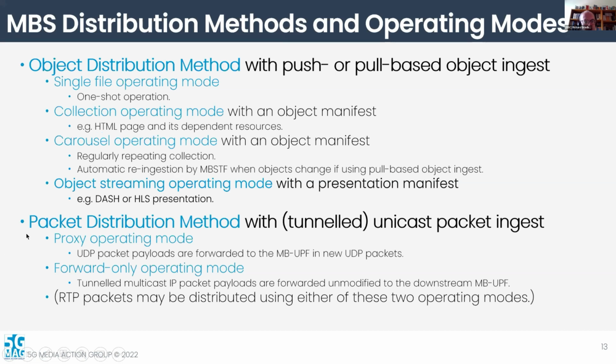The other thing that we've defined is a packet distribution method, which is a much simpler, lower level way of accessing the system. And that supports unicast packet ingest, perhaps over a tunnel. And within that, there are two operating modes. There's a proxy mode, where essentially you provide UDP packet payloads, probably unicast ones, and they get converted into multicast by the MBSTF, and sent as new packets. And then there's also a forward operating mode, where you can tunnel your multicast packets that you've generated inside a unicast tunnel, and they just get forwarded unmodified to the downstream system.